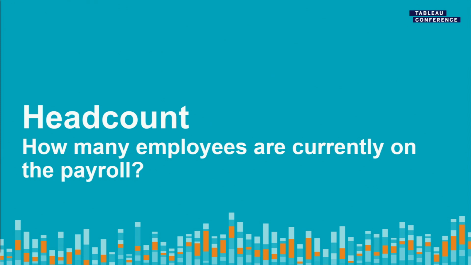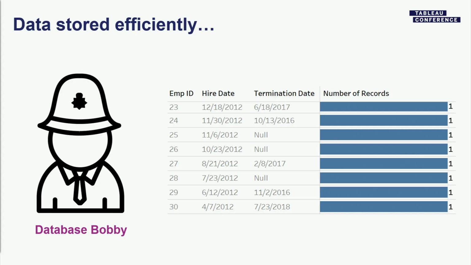So the question we're asking is how many employees are currently on payroll? And it seems pretty simple, right? The way that the data is stored, the more efficient way, is what you would expect. We have a list of employee IDs, and then we have their hire date, and then we have their termination date. If they still work at the organization, then they just have a null for their termination date. So each employee gets one record.